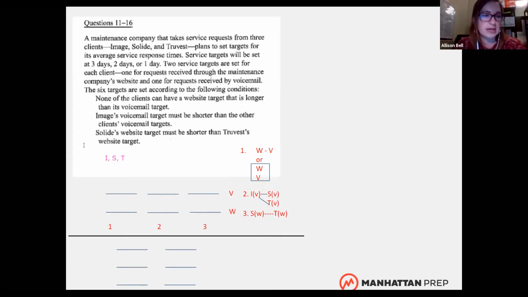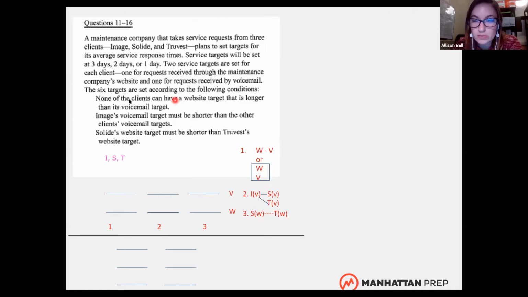And then I'm going to jot down the rules. So over here on the side, I've gone through each of the rules nice and slowly and carefully and created some notations. So the first rule: none of the clients can have a website target that is longer than its voicemail target.